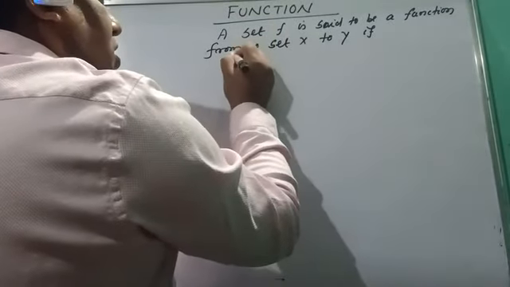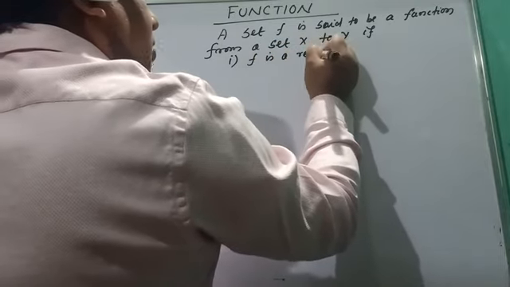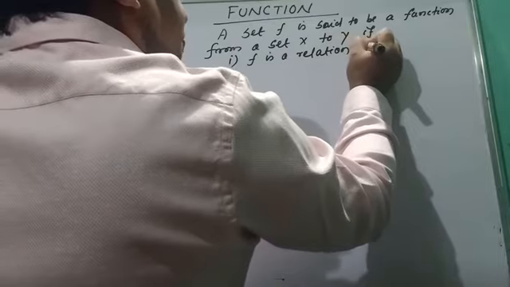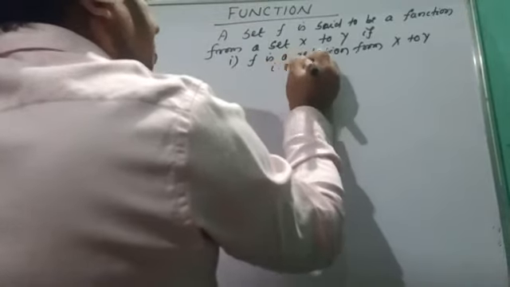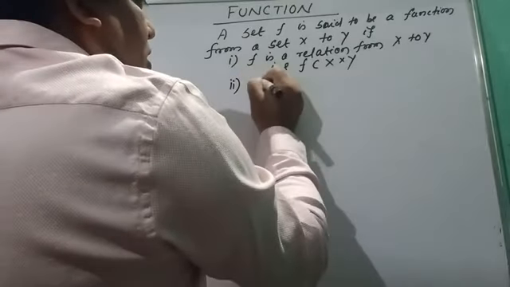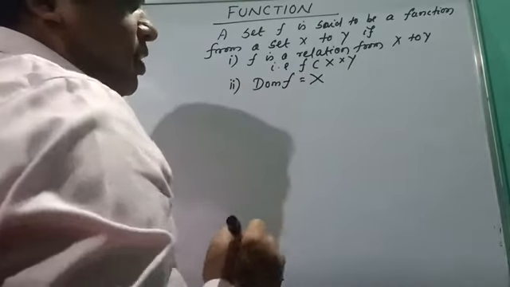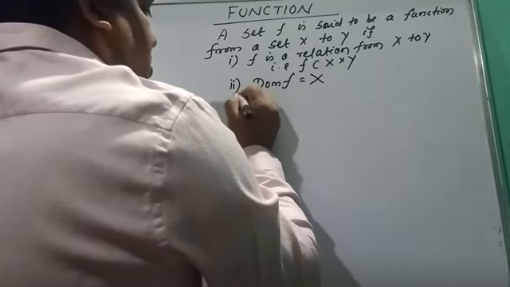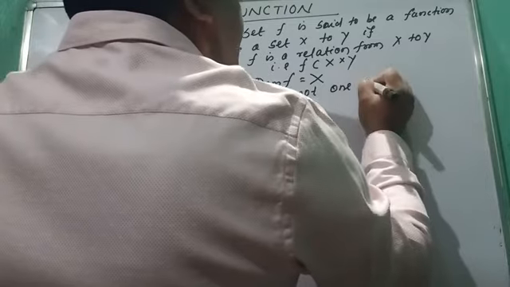The first condition is F is a relation from X to Y. That is, F is a subset of X cross Y. The second condition is the domain of F is equal to the whole X set, and the third condition is F is not a one-many relation.